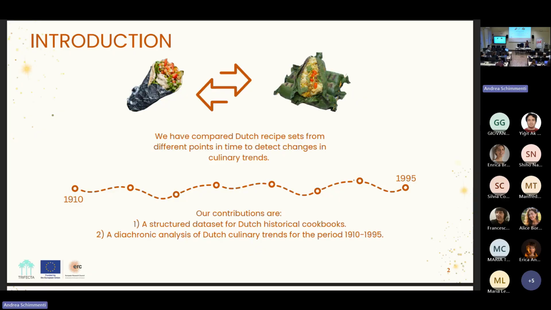And I also kept thinking about it. Okay, food practices are not static, they keep evolving based on availability, war, economic things, but I wanted to study that. And that's what we did. So we studied various Dutch recipes from different points in history, from 1910 to 1995. And from that, we found a couple of very interesting results, which also point towards the changes in Dutch culinary trends. Our two main contributions are a structured data set, which is from Dutch historical cookbooks, and a diachronic analysis, which focuses on ingredient use patterns, recipe complexity, and recipe categories in books.